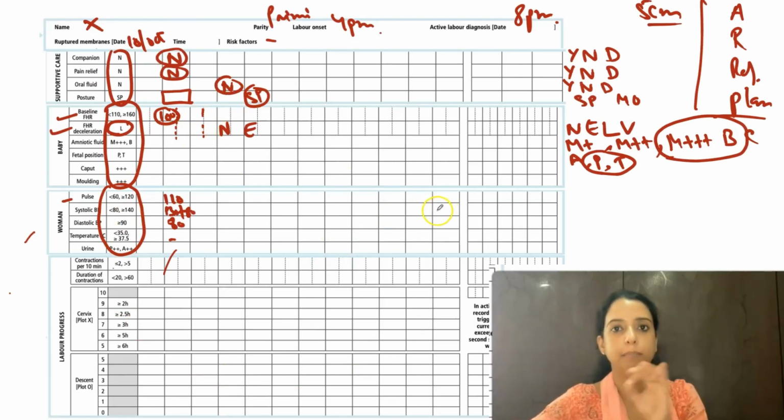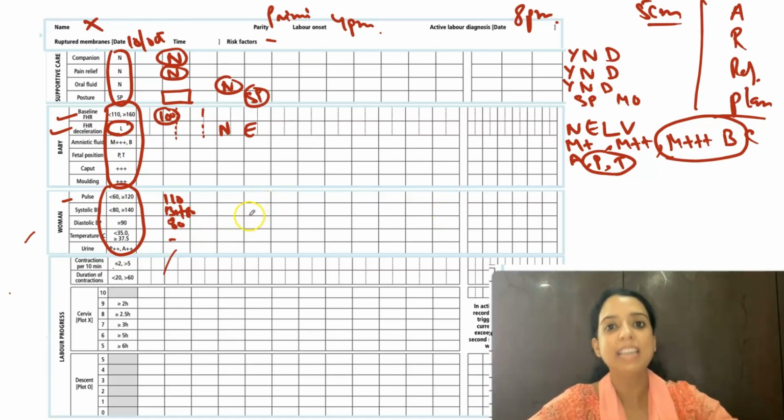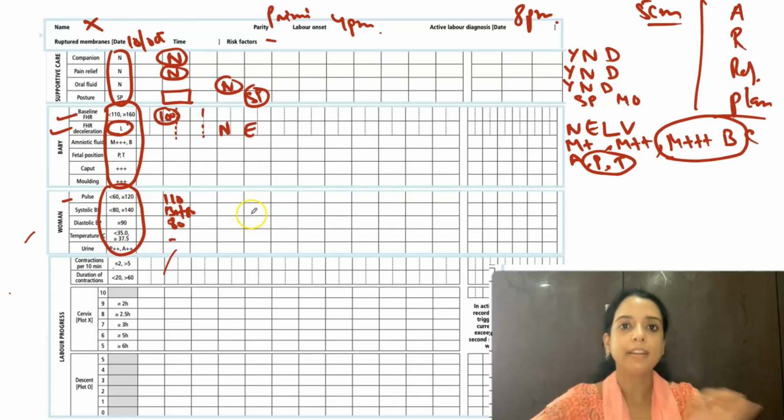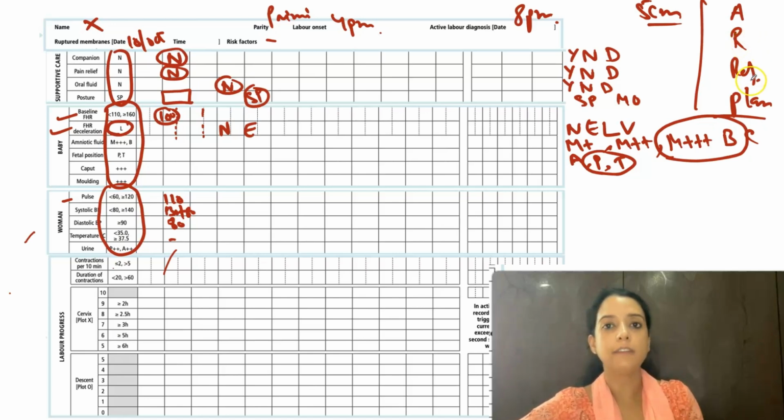You have to start the plotting at 5 centimeter. There are no alert and action lines. Labor progress is not linear. In fact, it is more of a sigmoid. And for every action, you have to assess, record, check with the reference and make a plan.